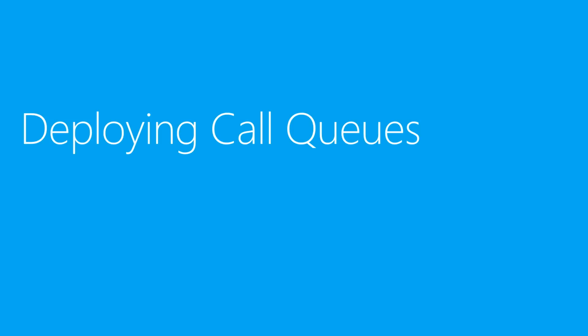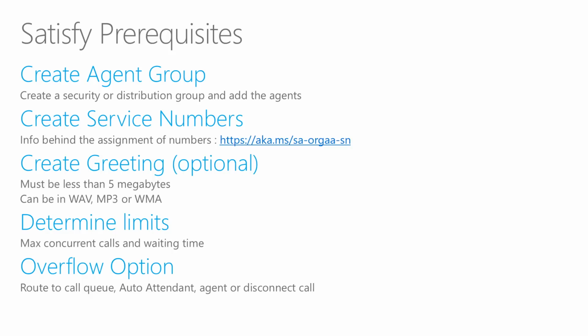How do you deploy call queues? First, you need to make sure that you've satisfied the prerequisites. So you must have your agent group with agents in them. Those must be replicated to the Azure Address Book service. You must have a service number. You have to create a greeting if you want one.